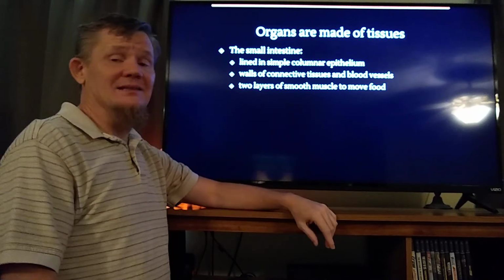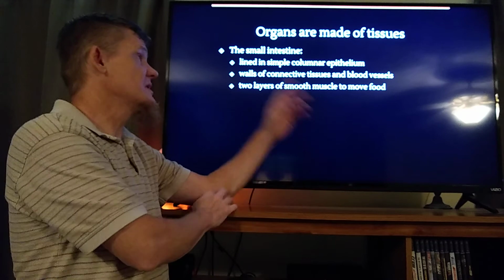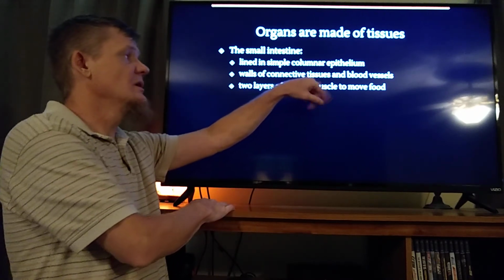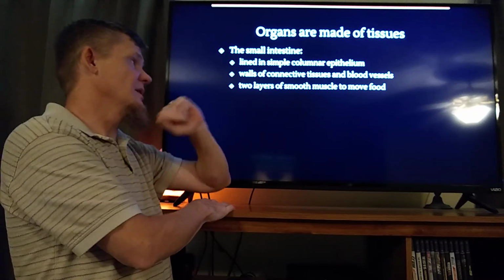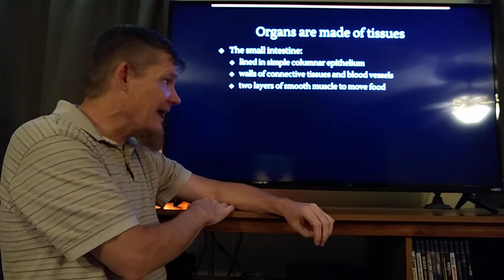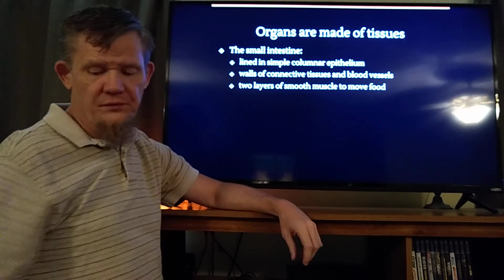The small intestine works with the stomach to digest food. As we said, it's lined in epithelium. It has walls of connective tissue that also have blood vessels associated with it. And it's got two layers of smooth muscle tissue to move food around. And it has to have nerves attached to it to make it move.